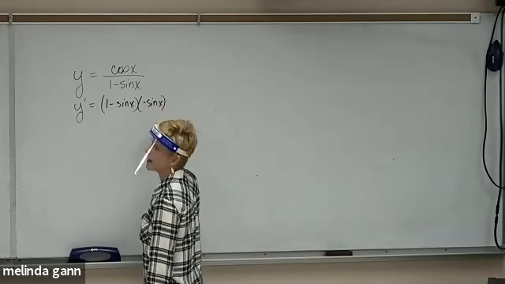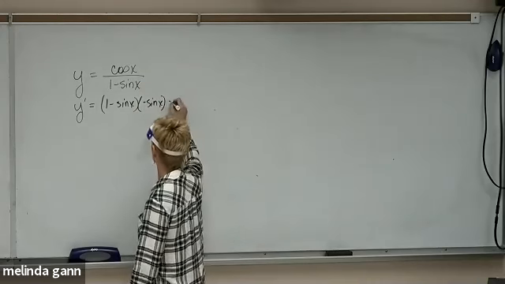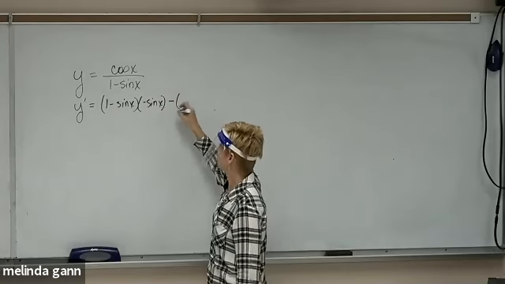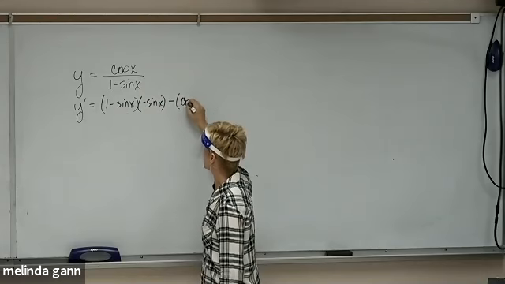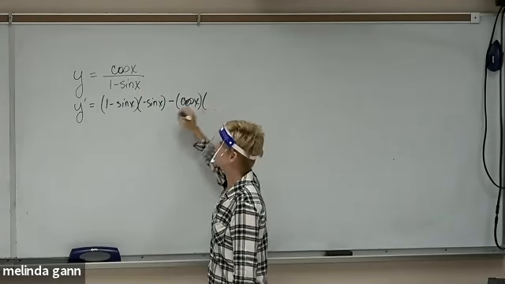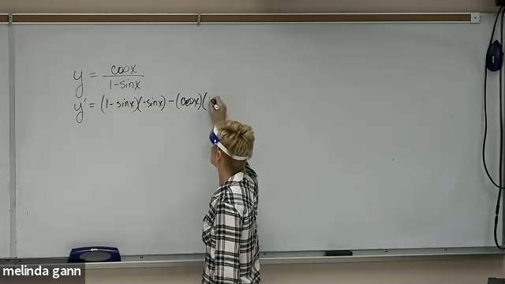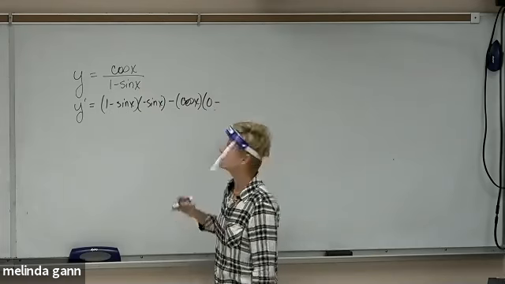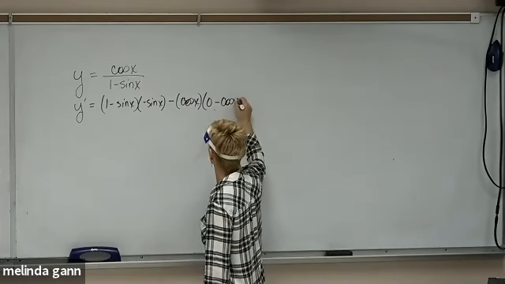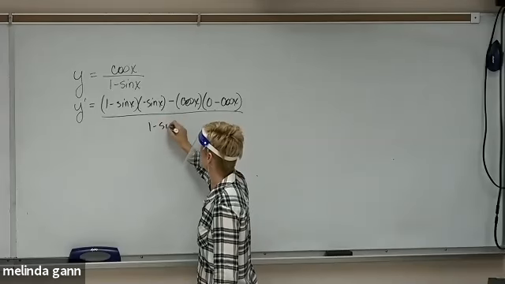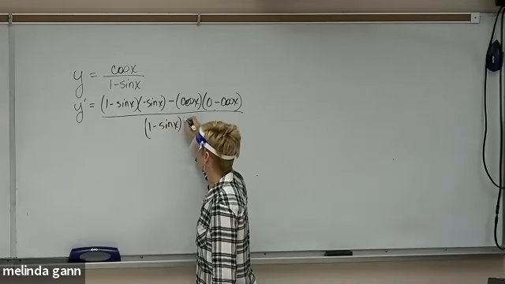All right, plus or minus on the quotient rule? Minus. So I do bottom times the derivative of the top minus the top times the derivative of the bottom. What's the derivative of the 1 going to be? 0. Minus, what's the derivative of sine x? Cosine x. And all that is over 1 minus sine x, squared.